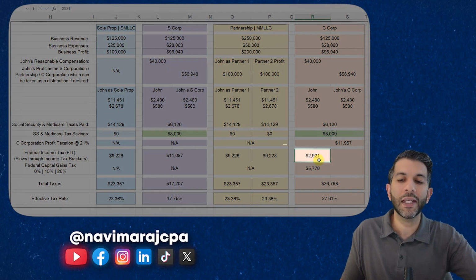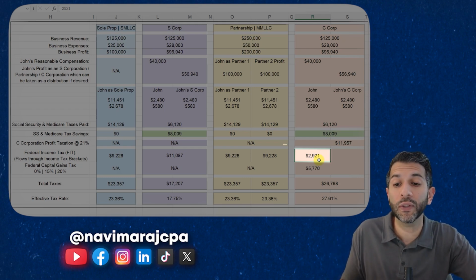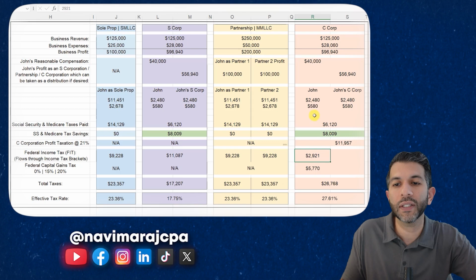What's this 2,009? I'm going to show you this on Form 1040 on the individual tax return in a second, but it is the income tax, not capital gains, but ordinary income tax that you are paying on this $40,000 of reasonable compensation that is paid to you.